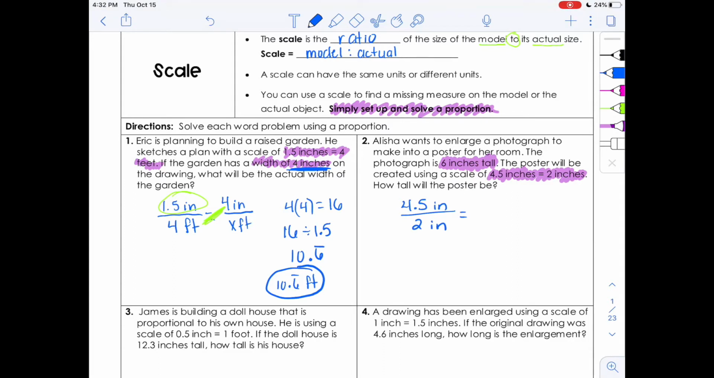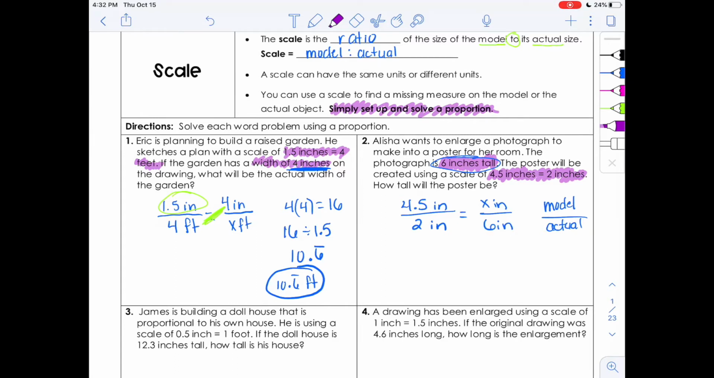The other side of our ratio includes the information we're given. We're given that the photograph is 6 inches tall. So we have X inches to 6 inches. So remember, when we write our ratios, we're writing them comparing our model to our actual. And we want to keep that consistent within our ratios. So that's why we have the 6 inches here on the bottom instead of the top.